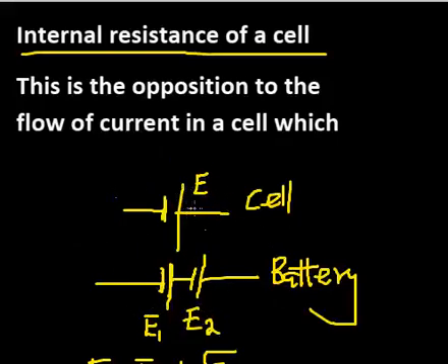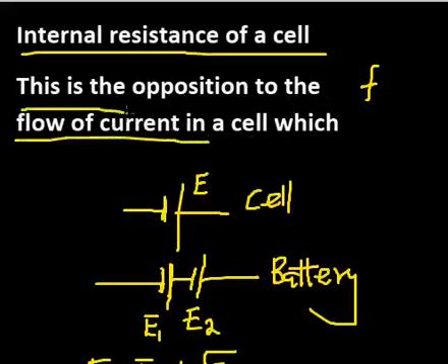Why can't it deliver the voltage? Because it has some internal opposition. Of course, you know that very well. In mechanics, we have friction. Friction is opposition to motion. So the same thing with resistance, which is opposition to the flow of current. So internal resistance is the opposition this cell will have before the current actually goes to the external circuit. Internal resistance is the opposition to the flow of current in a cell.